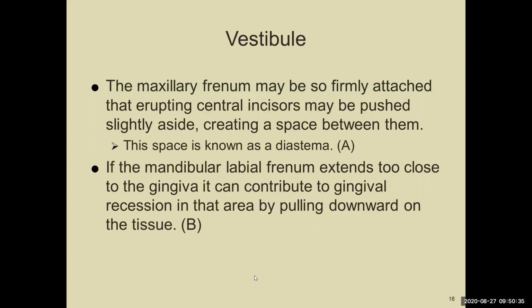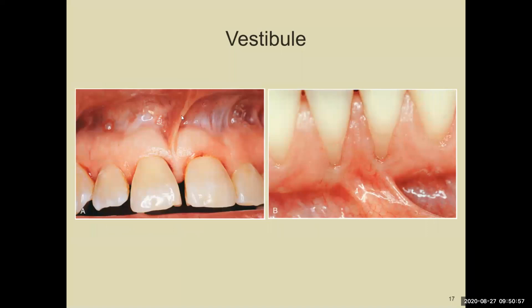Typically, that's the only diastema you have, but any space between any teeth is either an open contact or a diastema. People use them interchangeably. If the mandibular labial frenum extends too close to the gingiva, it can contribute to gingival recession, pulling down. All right, so this is the maxillary anterior frenum here. It's a band of tissue. We call it muscle, but it's not muscle. It's just a band of connective tissue. And you can see that it comes really close down here. That's creating the space between these two teeth.